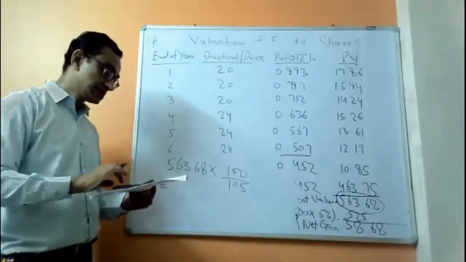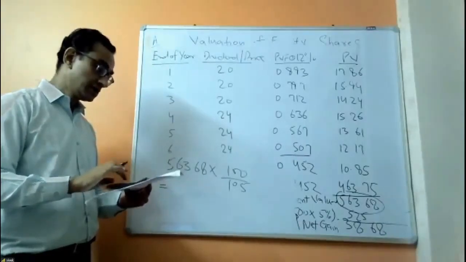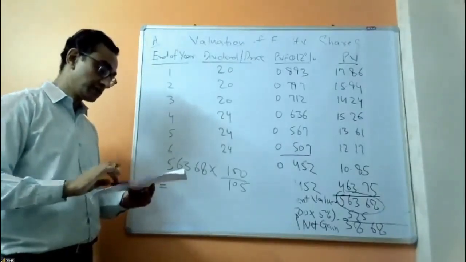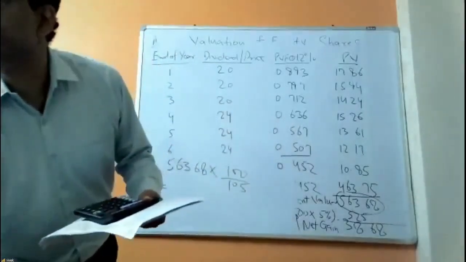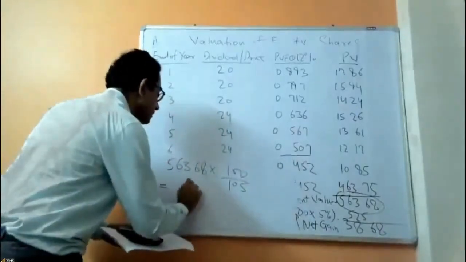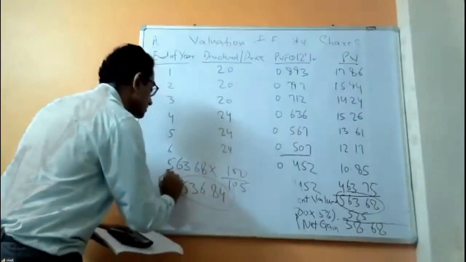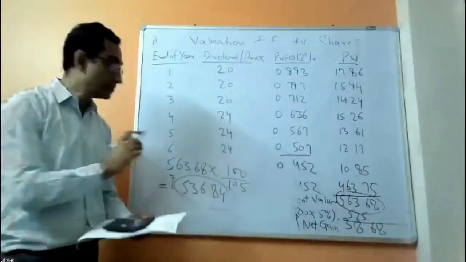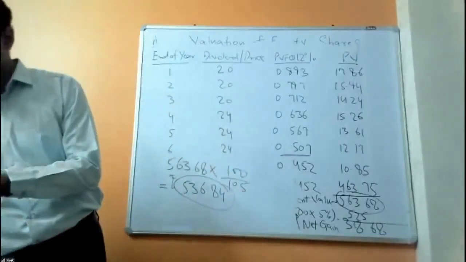So it will be 563.68 into 100 upon 105. So it is actually 536.84. So preferably this should be the price which the investor is willing to pay, that is 536.84.